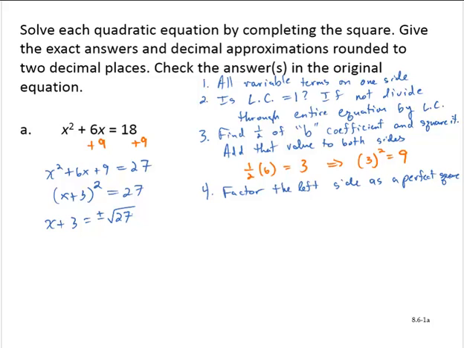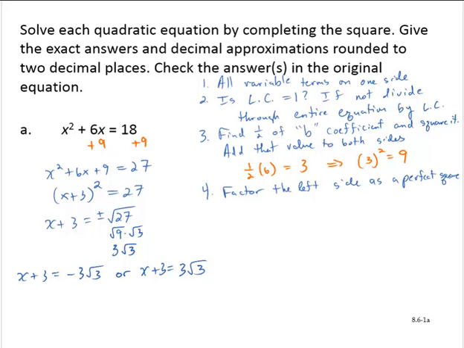And now we break that up into two equations. X plus 3 is negative square root 27. I should mention here, 27 is 9 times 3, so square root of 9 times square root of 3, which is 3 times the square root of 3. We do want to simplify those radicals. So then x plus 3 is negative 3 root 3, or x plus 3 is positive 3 root 3.